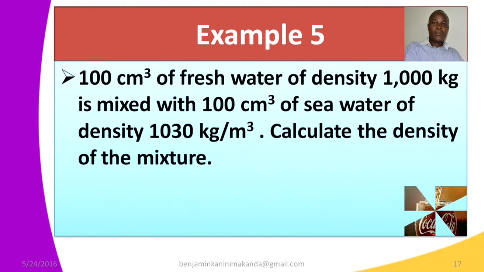We have the volume of the fresh water as 100 centimeters cubed, the volume of seawater as 100 centimeters cubed, and the density of seawater as 1030 kilograms per meters cubed. So we have to calculate the density of the mixture. So this is how we proceed. First of all, we have to identify the formula with which we are going to calculate the density of this mixture.